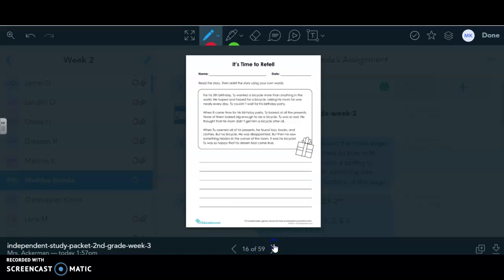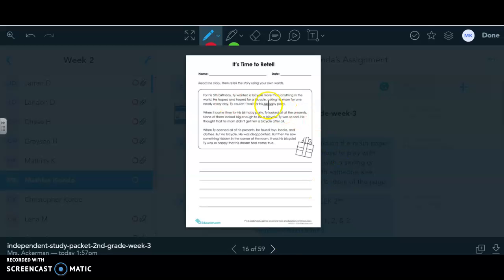For reading, you are going to retell this story. It says read this story and then retell the story using your own words. Boys and girls, I want you to read this story and I want you to tell this story in your own words with 3 sentences.